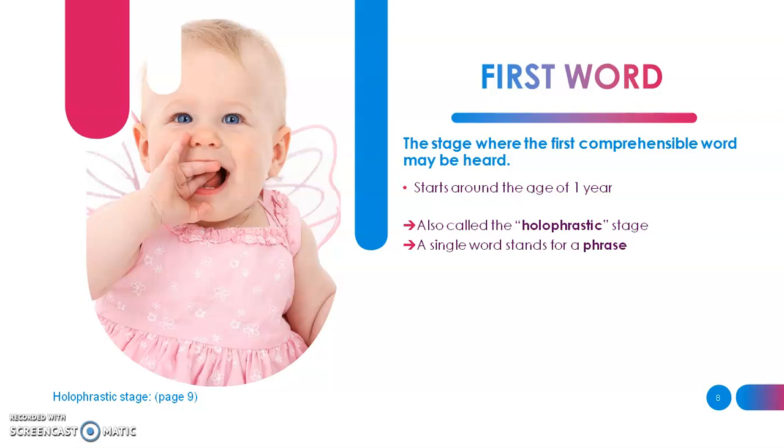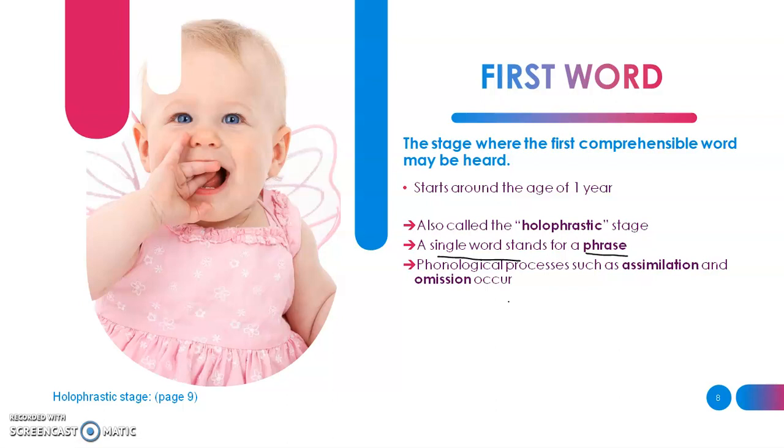We call this stage the holophrastic stage because, as we said before, we have a single word standing for a whole phrase, a whole sentence. When the baby would say something like mama, what he or she actually means is, I want my mama, or mama look at me, mama I need you.